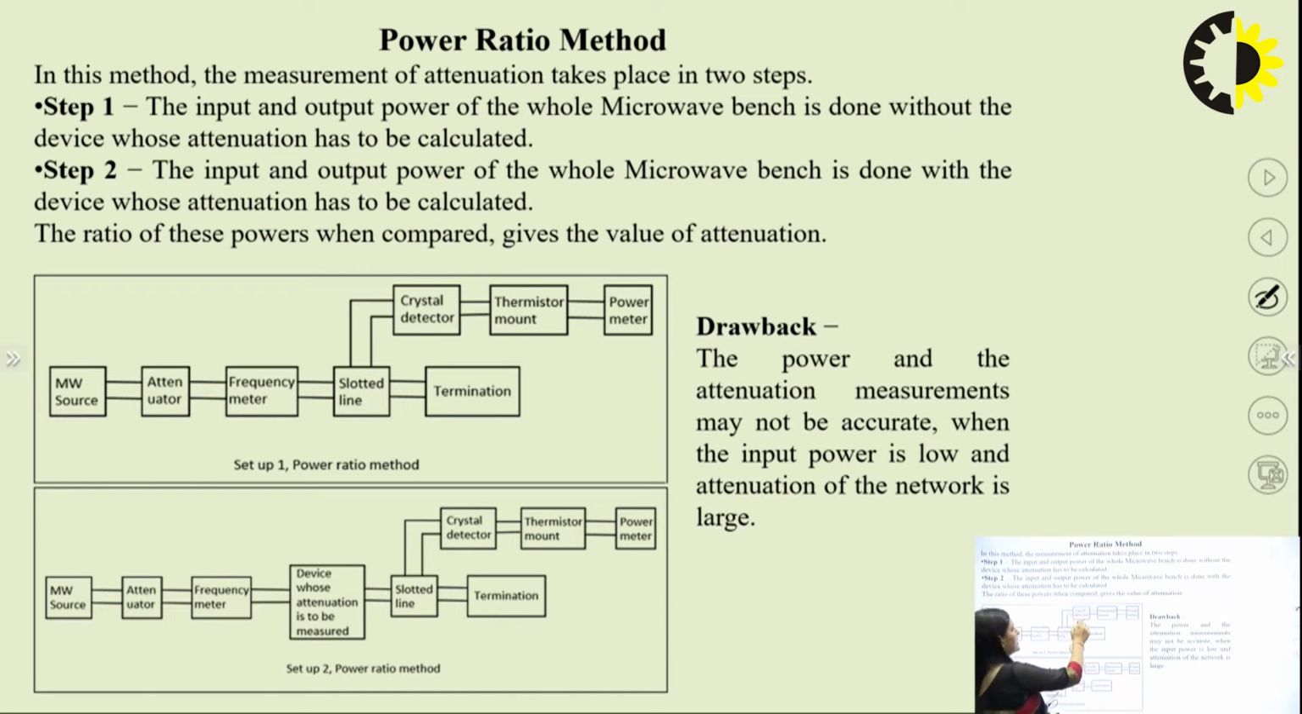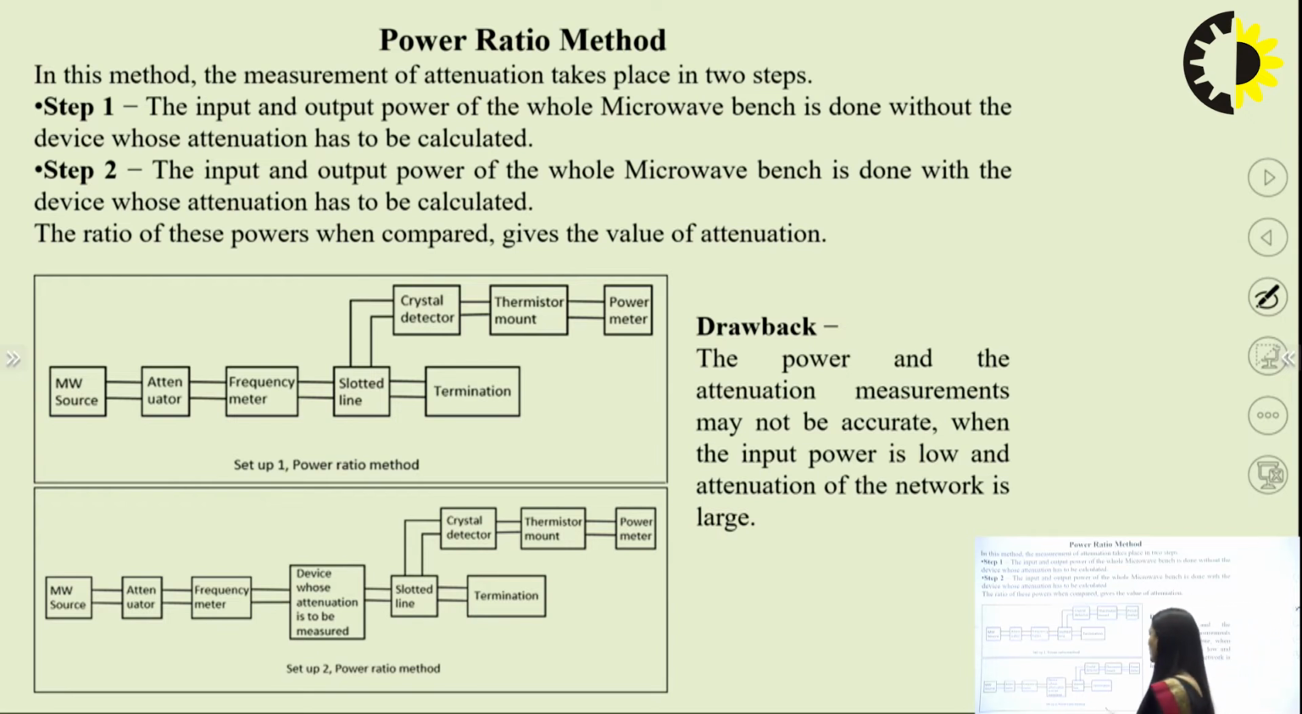And here a crystal detector, through this crystal detector we are using one thermistor mount and power meter, right? So first we will measure the power of the microwave test bench without any device. In the next step, the input and output power of the whole test bench is measured with the device whose attenuation has to be calculated.